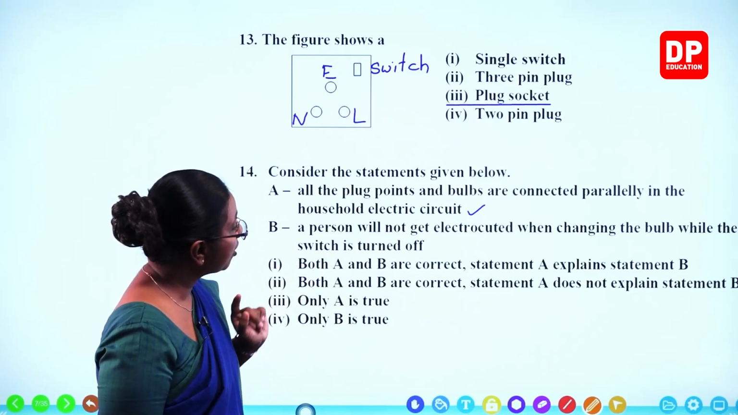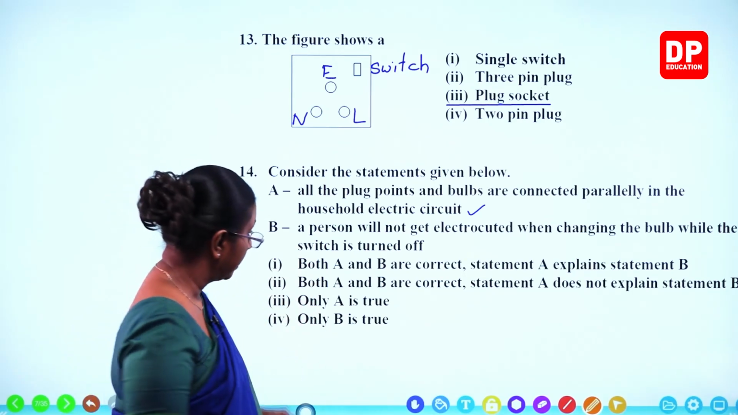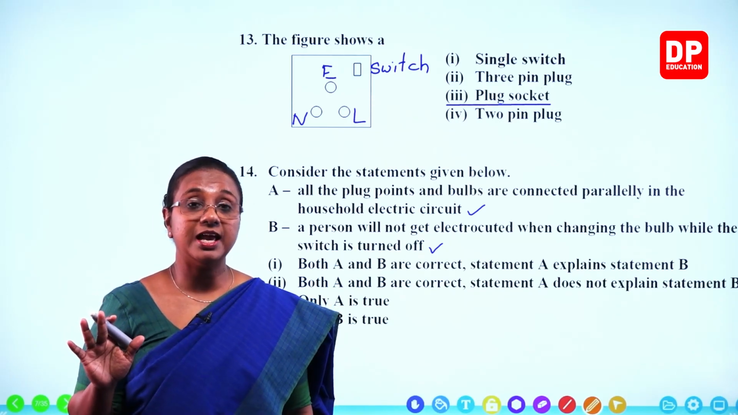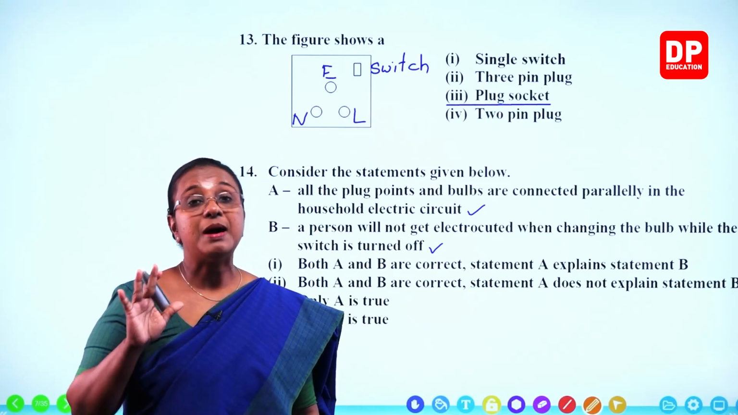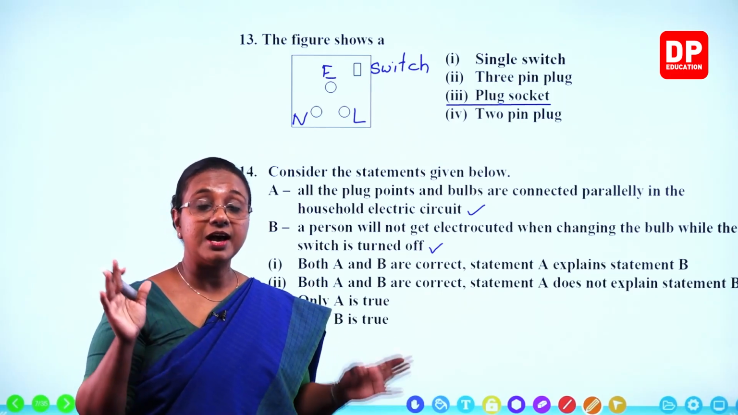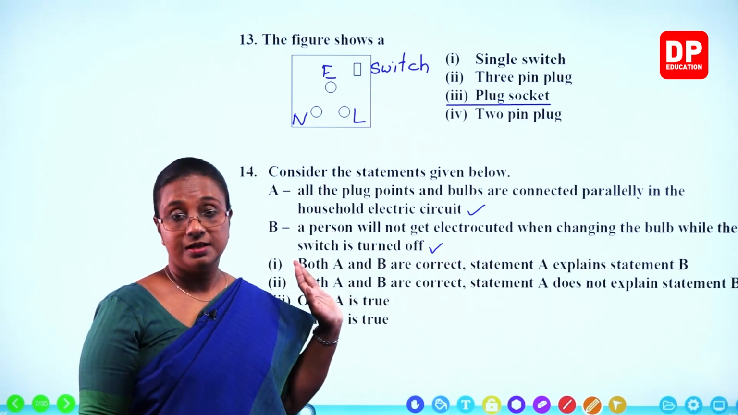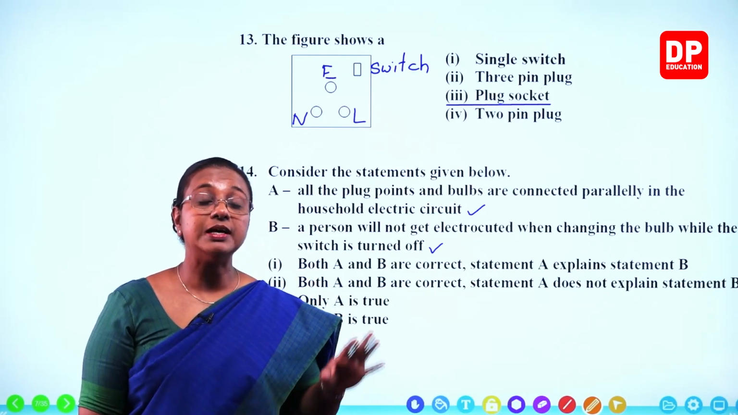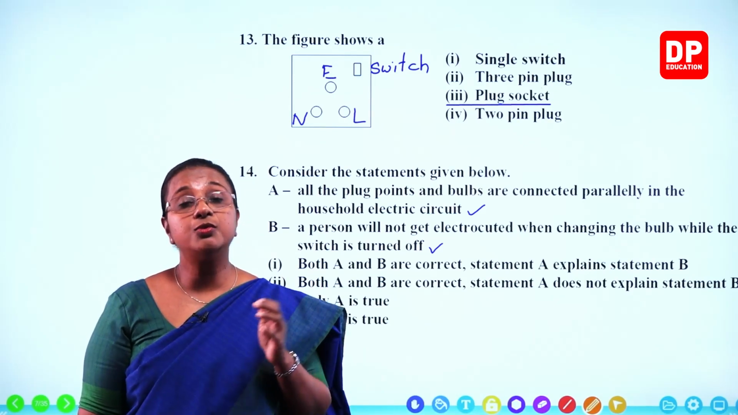A person will not get electrocuted when changing the bulb while the switch is turned off. That is also correct, no? Normally, if it is the bathroom, you have to be very careful because it is a wet area. There, you have to be very, very careful. But if it is a normal bulb in a normal place, say the living room or the kitchen area where the place is very dry, then of course, when you switch off the switch, now you all know the switch is connected to the live wire and electricity flows into the device or the light bulb through the live wire.